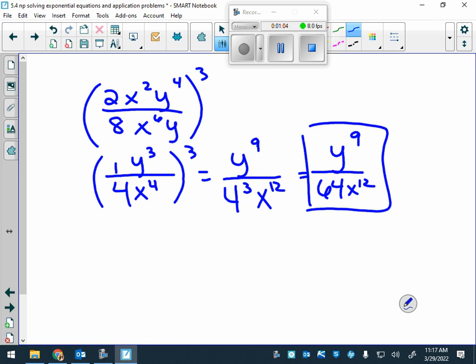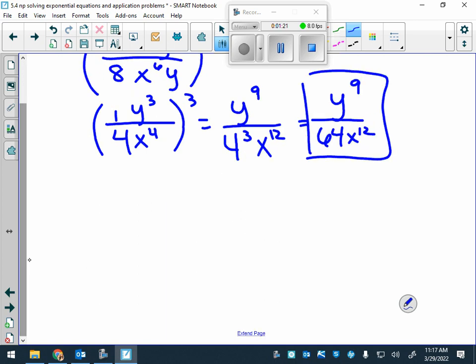I saw a lot of you just get rid of that 3 first, which is also great, to get 8 over 5 to the 12th. And then reduce. But why do all that when you're just going to reduce in the end anyway? Again, either way works.